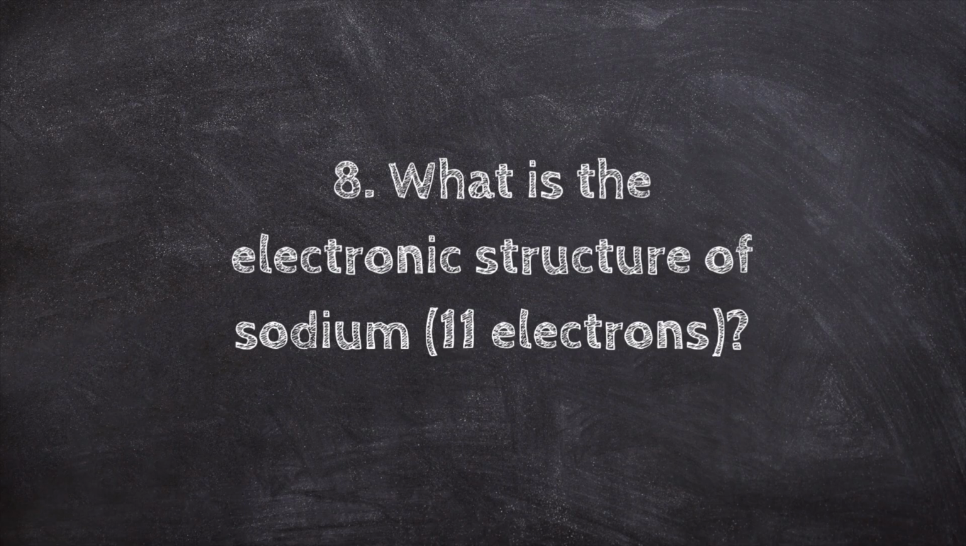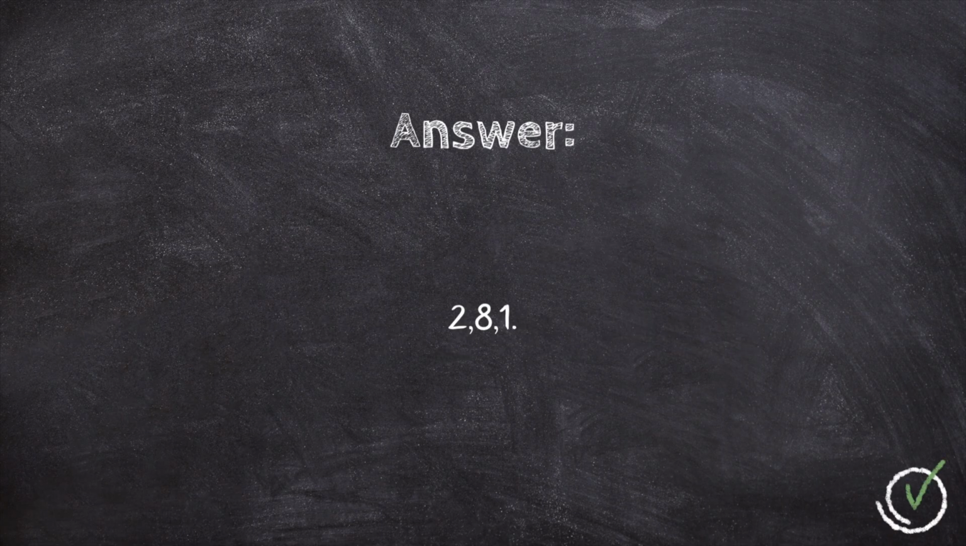Question 8. What is the electronic structure of sodium, which has 11 electrons? We already know the shell capacities are 2, 8, 8, so now we apply them. Let's build it step by step. The electronic structure of sodium is 2, 8, 1.